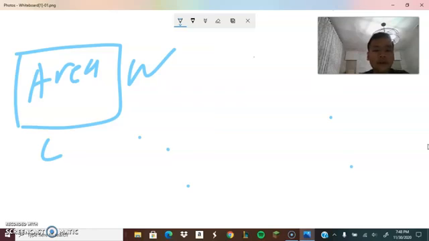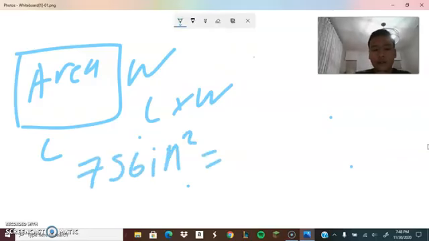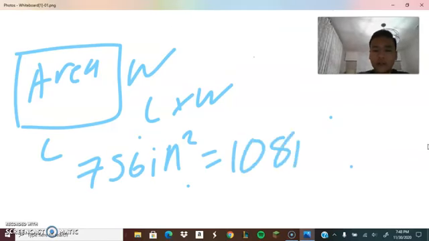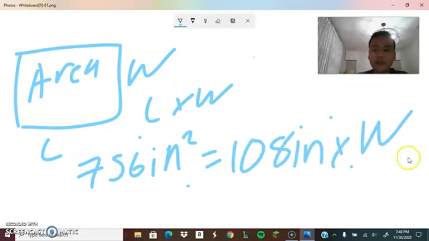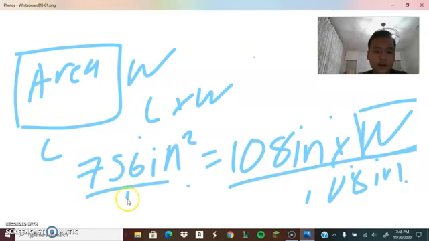So for area, we know it's length times width, and we were given that the area of the rectangular roof was 756 inches square, and that the length was 108 inches. We were told to find W. To do this, we can isolate W by dividing each side by 108 inches, because we want to isolate W.